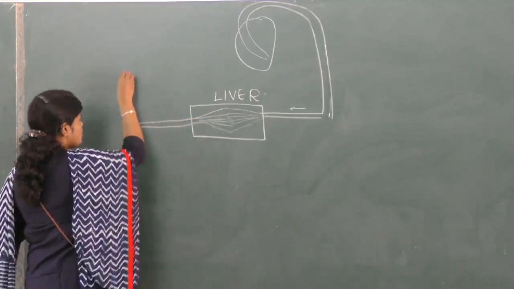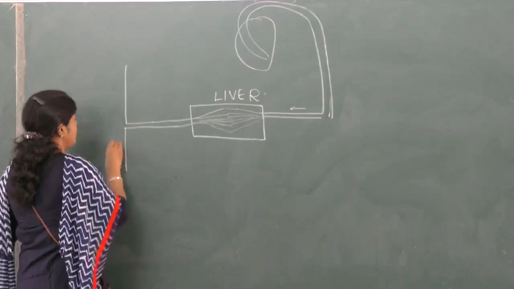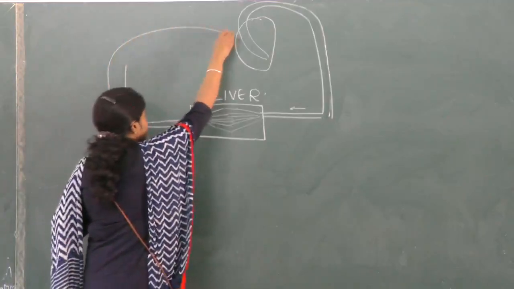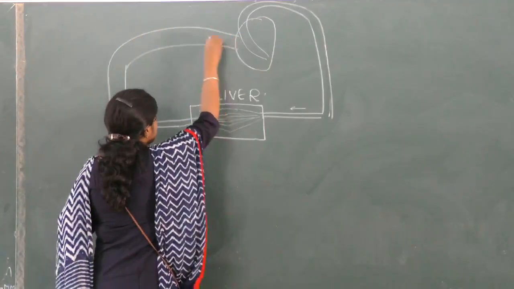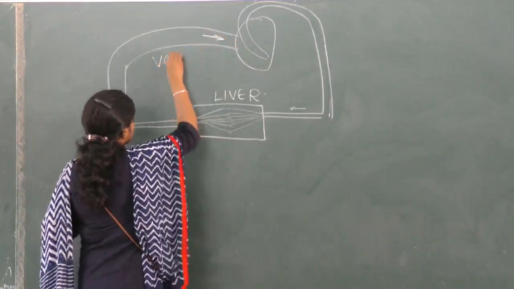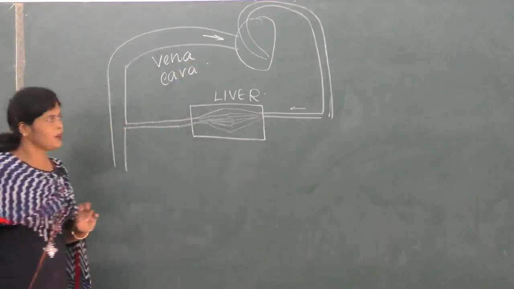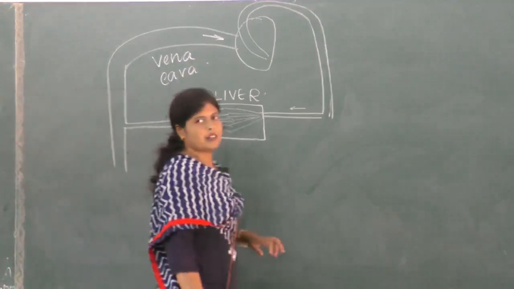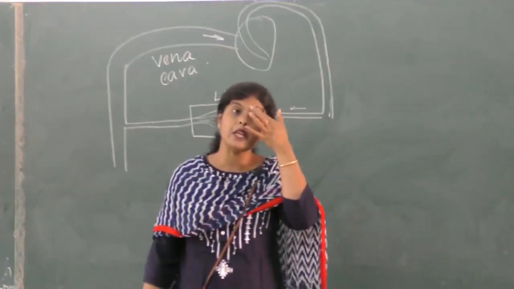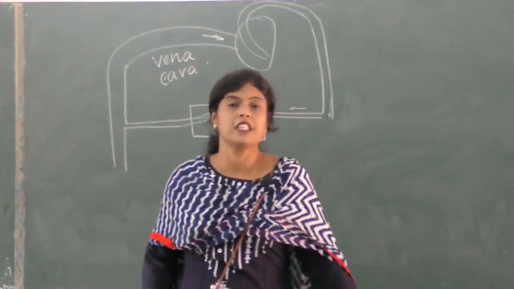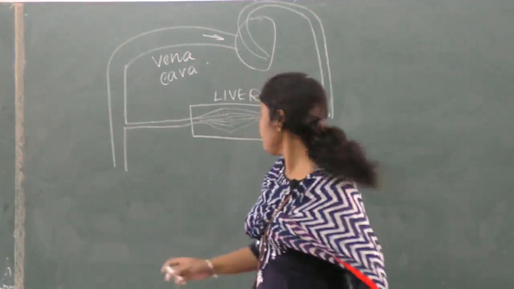It comes out to join the vena cava, here the vena cava, and it is getting into the heart. This is the vena cava getting into the heart. Okay. What are the names of the arteries? Certain arteries we have to name. We have to know the names of certain arteries, not all. So here we have to name.